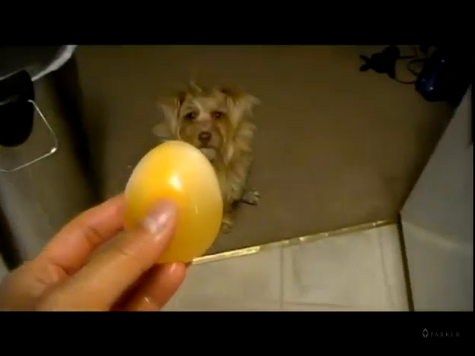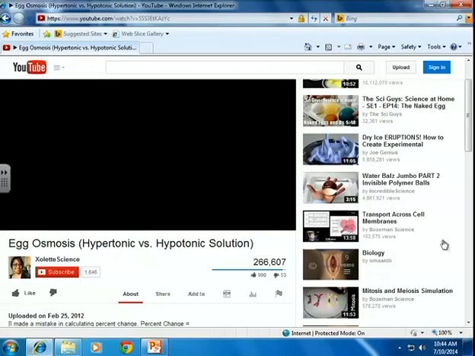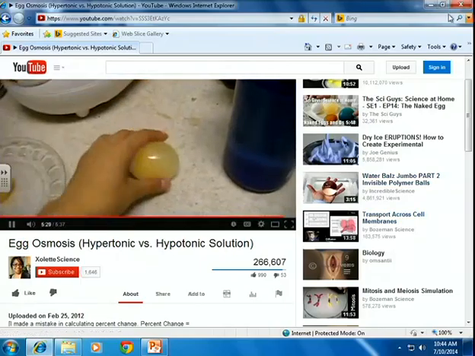Now that you're done with this experiment, time to play with those shell-less eggs. No, no! I'm going to eat the egg now.